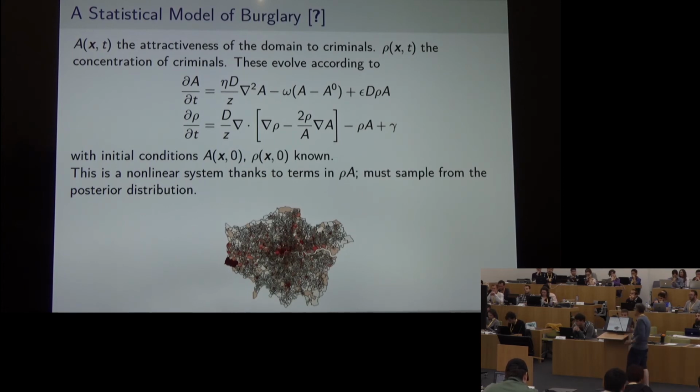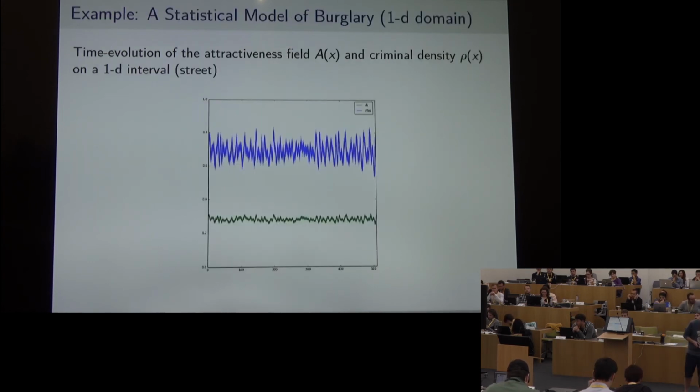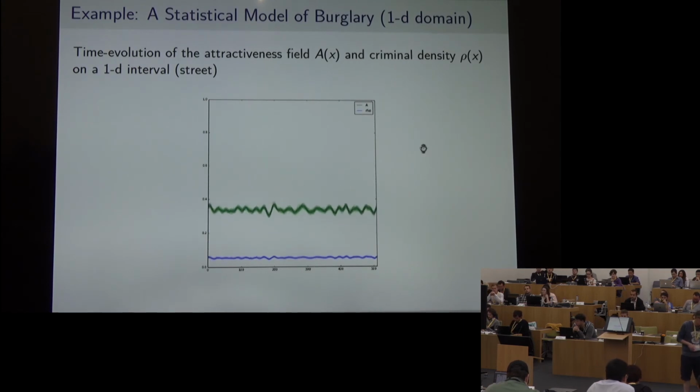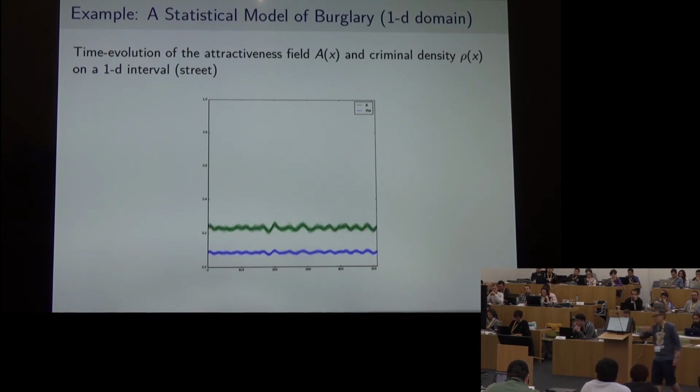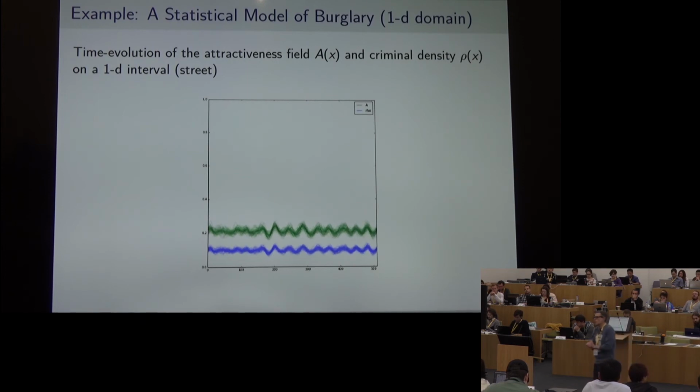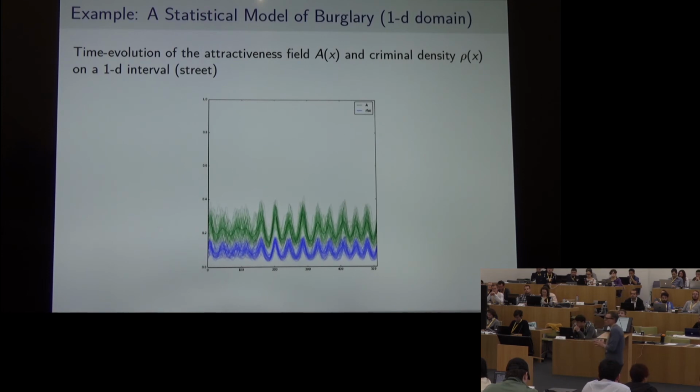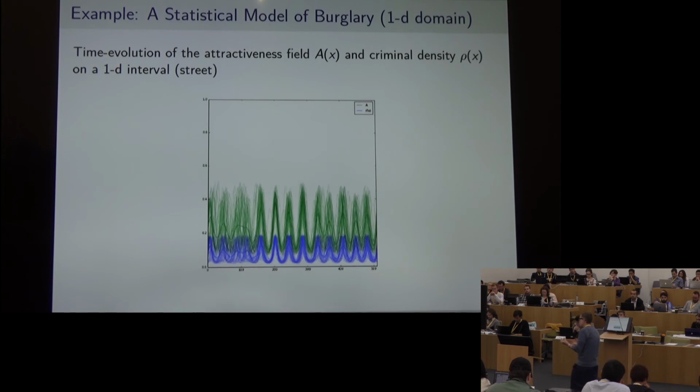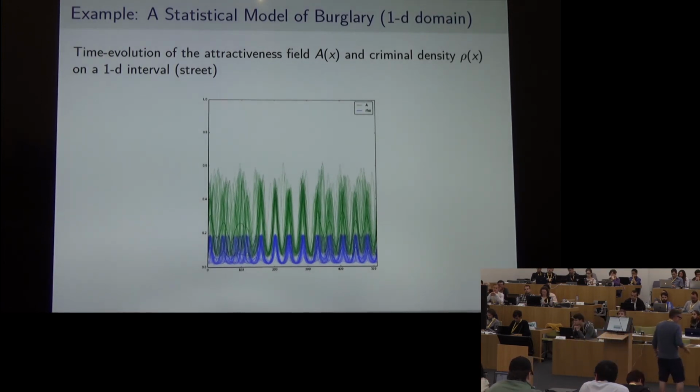So these are the nonlinear PDEs, and if we just look at a very simple example as time evolves, then what we see is the attractiveness of a particular area to criminal behavior, and then the actual density, the actual amount of criminal activity that's taking place.